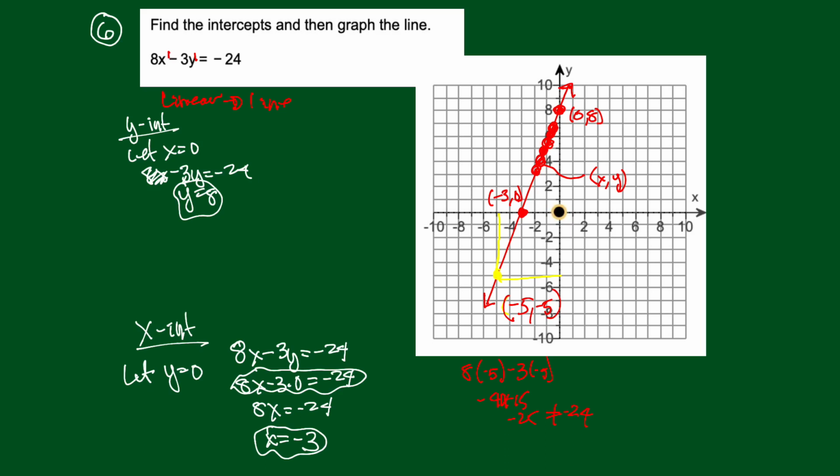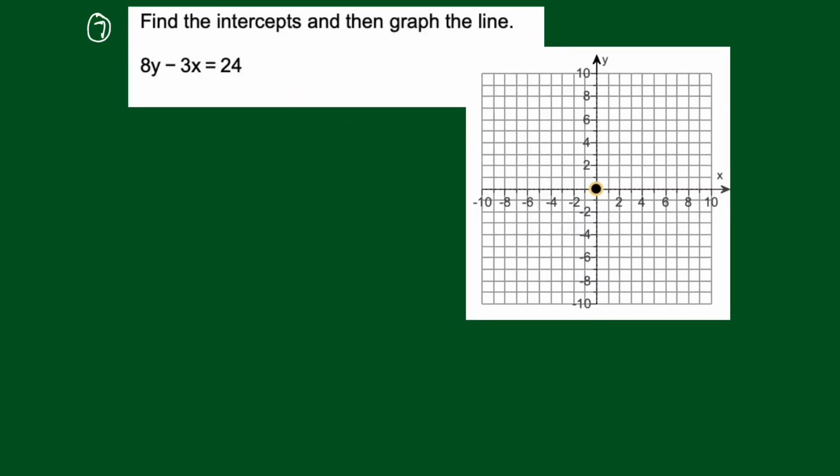But here's my point. If you take any point on the line, pick its x and y value, substitute it into the equation, you're going to get a true statement. This problem 7 is very much like the last problem, except the variables are in different orders. Last time we had 8x minus 3y is -24. All right, so let's do this.